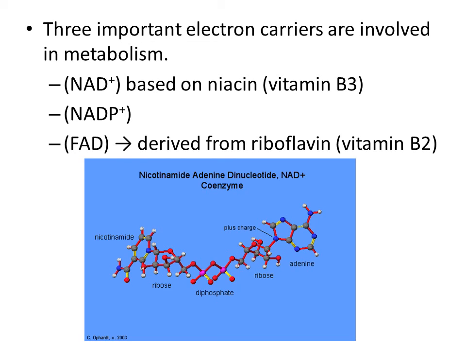Three important electron carriers are involved in metabolism. We're going to talk about these three. NAD and FAD are seen in the mitochondria, whereas NADP will be seen in chloroplast. NAD is based on niacin, which is a vitamin B3 derivative, and FAD is derived from riboflavin, which is a vitamin B12 derivative.